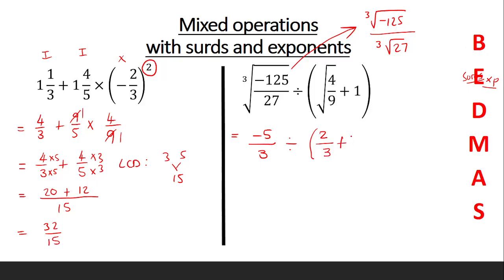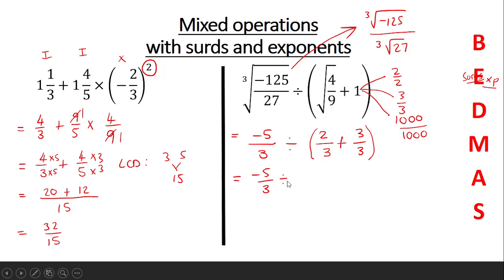Plus 1. Now let's think about this. 1 can be written as 2 over 2. It can be written as 3 over 3. It can be written as 1,000 over 1,000. Which one's going to benefit us? Well, it's adding, so we're going to have to get the LCD. So I'm going to write that 1 as 3 over 3, just to help myself out. But I'm still working in the brackets, right? Those brackets haven't dropped yet. So now that's going to become 5 over 3.